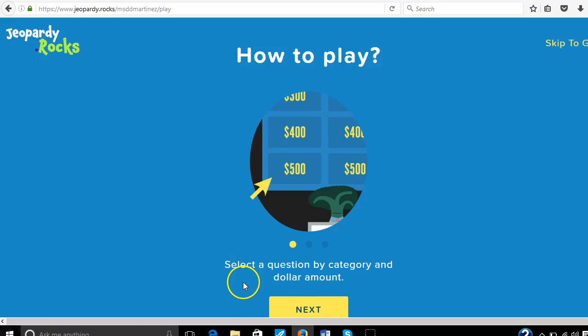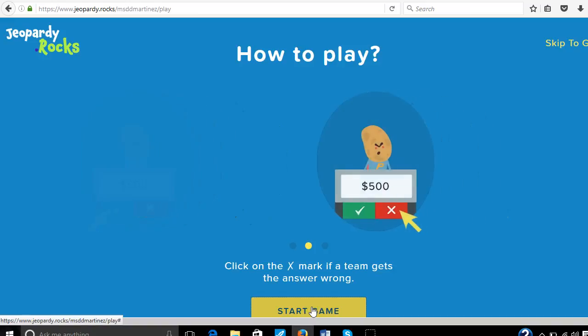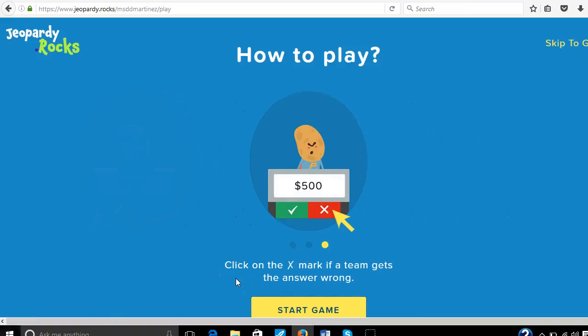So you just select a question by category and dollar amount. Then you have to click next. And then if you get the answer right, as stated here, you're going to click on the check mark, and that's going to give you a positive amount of money. Going to click next again, and then if the group gets the wrong answer, you're going to click on the X mark, which identifies that the group got the answer incorrect.